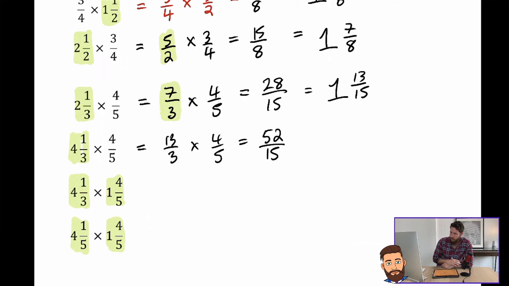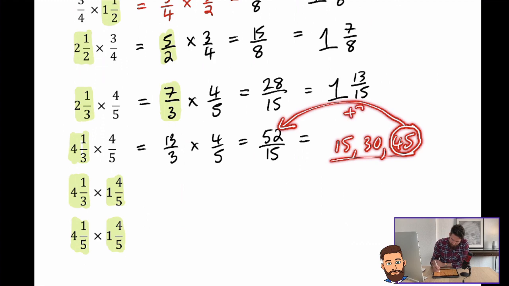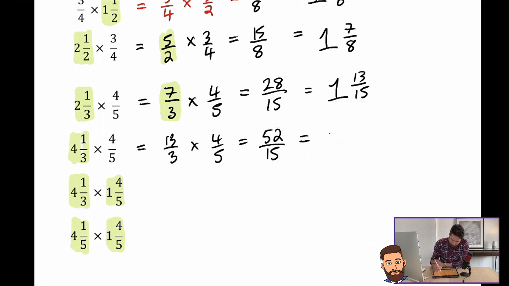How are we going to change 52 over 15 into a mixed number? How many times does 15 go into 52? Well, 15, 30, 45, so 3 whole 1s. How do you get from 45 to 52? You have 7 left over, so it's going to be 3 whole 1s and 7 15s left over.